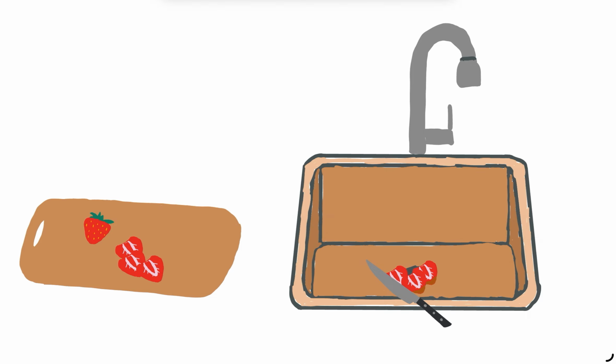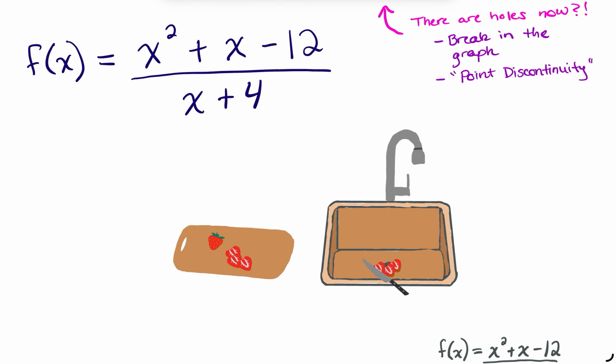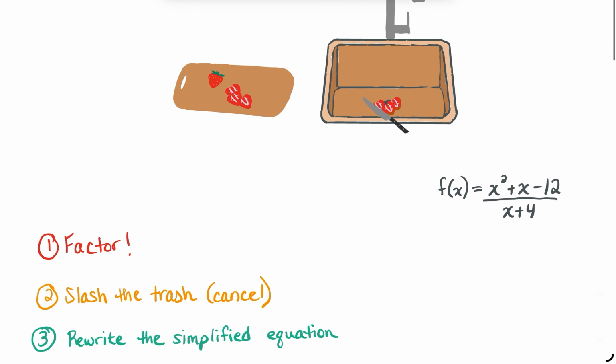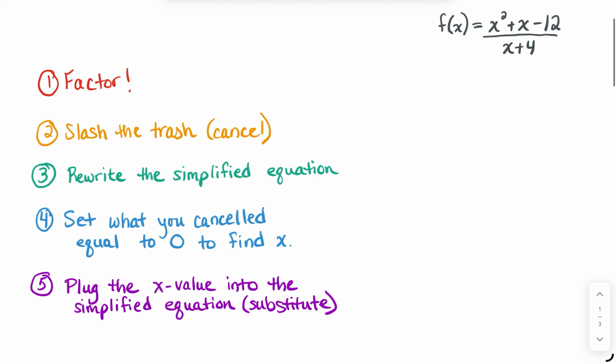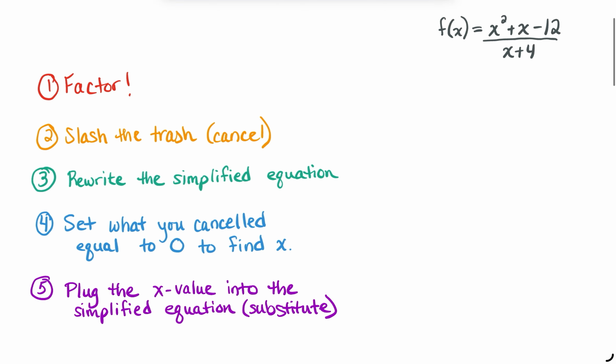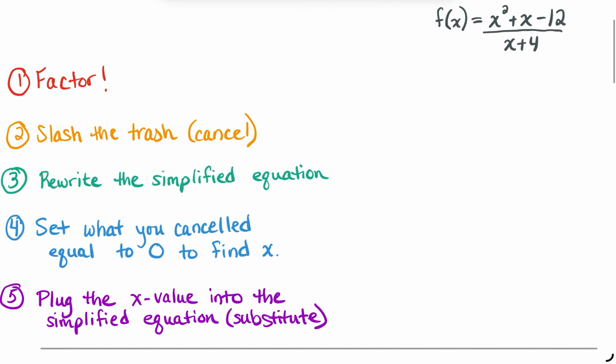So what does this look like algebraically? So glad you asked. So here are our steps. First thing we always need to do is we are going to need to factor. So we are going to take the top part of our equation and we're going to factor that.